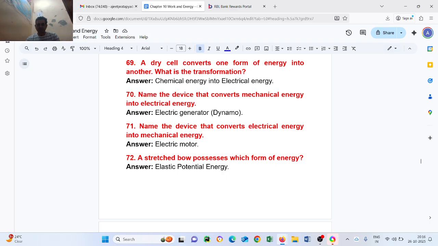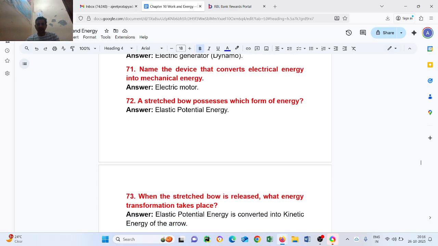A stretched bow possesses which form of energy? Elastic potential energy.